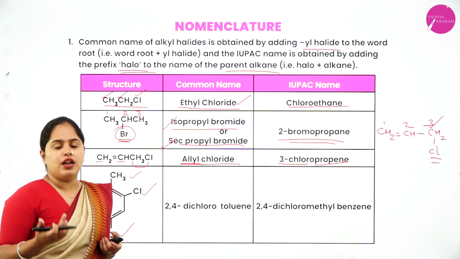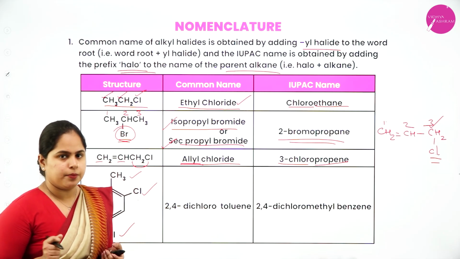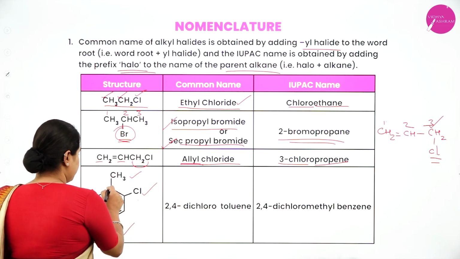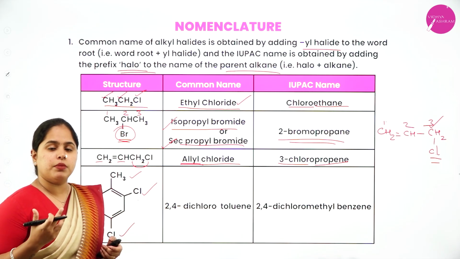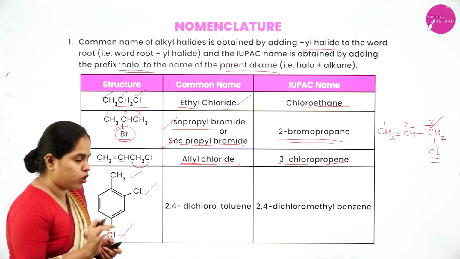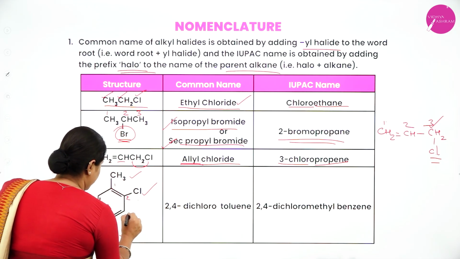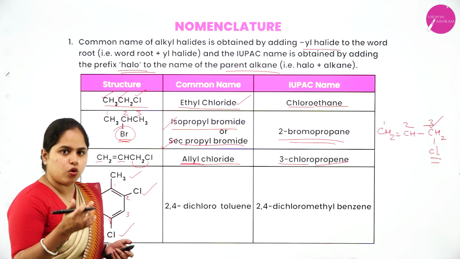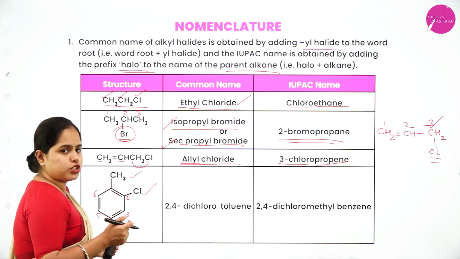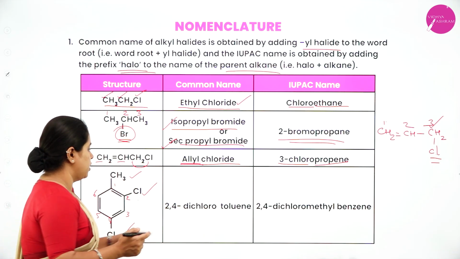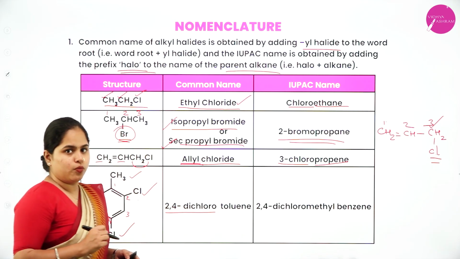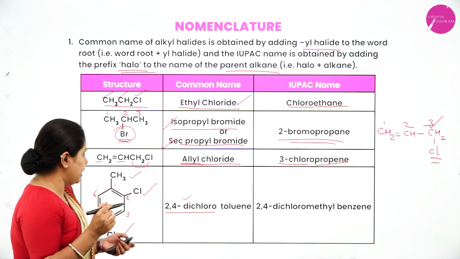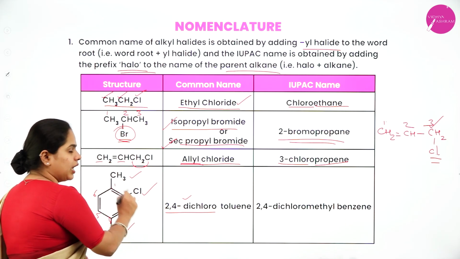So according to alphabetical order, chloro will come first, right? But from where do I start numbering? Should I start numbering from here or here? When we consider methyl and chloro, methyl will have more priority. So it will be numbered as 1, 2, 3, 4, 5 and 6. According to alphabetical order, chloro has to be prefixed first. On which positions is chloro present? 2 and 4 positions. So it is written 2,4-dichloro. This di is also very important because there are 2 chlorine atoms, right? So 2,4-dichloro and you can write methylbenzene.